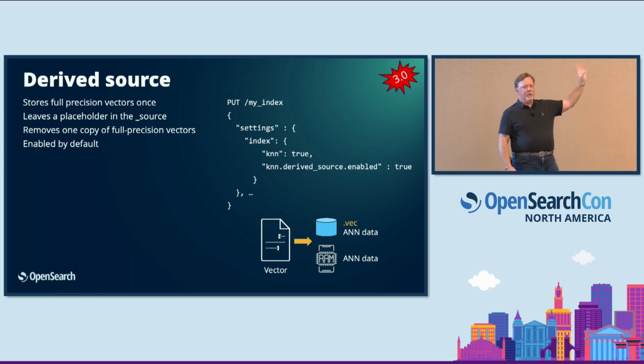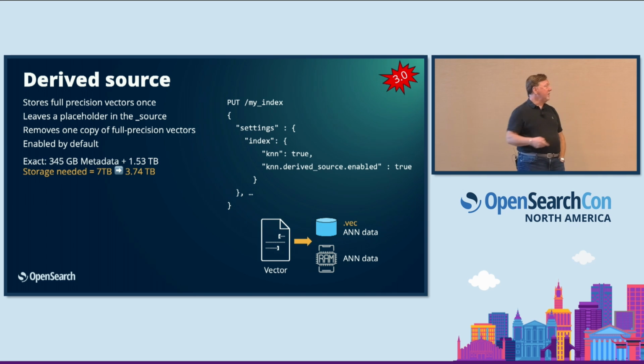It's as performant as storing those two things separately. And it provides you with a means of greatly reducing your storage, right? Because now instead of 2 copies, you have only 1 copy of your vector, your original precision vector data. So on disk, you have the .vec file and the ANN data, whether it's graphs or buckets. And in RAM, you still have the ANN data.